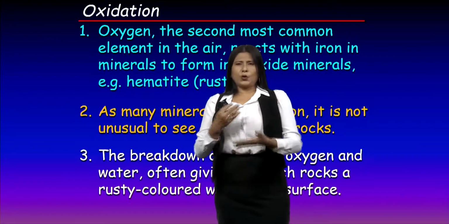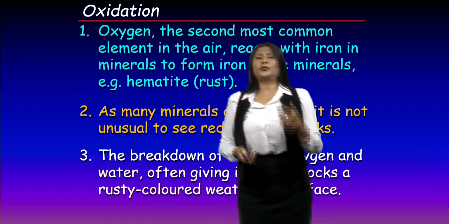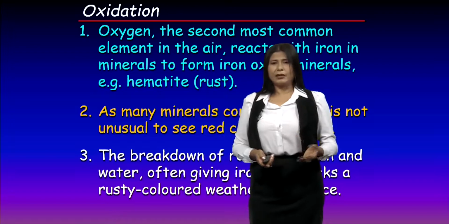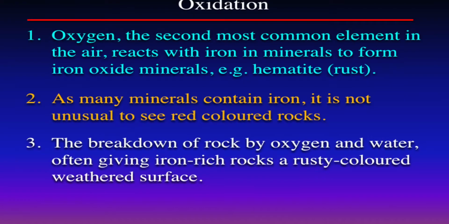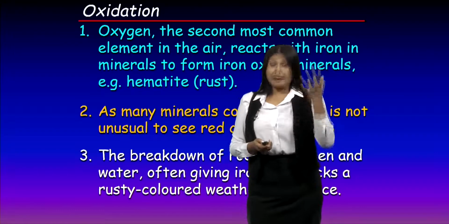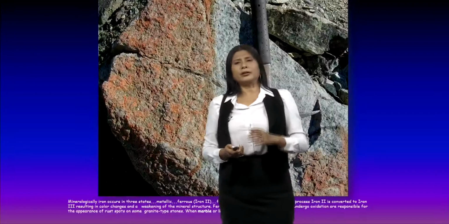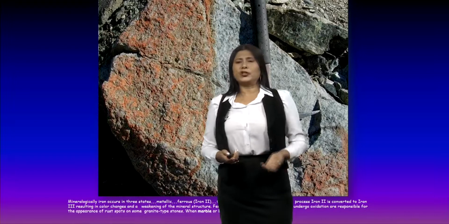Then oxidation. Oxygen, the second most common element in the air, reacts with iron in the mineral to form an iron oxide, that is hematite. So, it is another form of rust. As many minerals contain iron, it is not unusual to see red colored rocks and red colored soil, you see it everywhere. Here, at least in Western Ghats and Maharashtra, the breakdown of rock by oxygen and water, often giving iron rich rocks a rusty colored weathered surface. So, oxidation, such kind of pictures we will see everywhere.